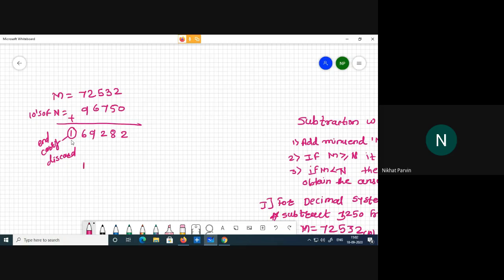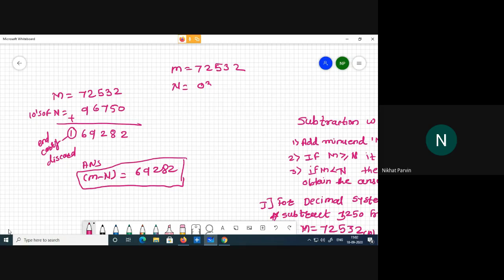So the final answer, that is m minus n, though you do subtraction, you actually have done addition because you are using the complement method, and your answer is 69282. If you do the decimal subtraction of the given numbers, your m was 72532 and your n was 3250. If you have done this subtraction, definitely we know that the answer we get is this only. So both answers are the same. We have verified it with normal subtraction.